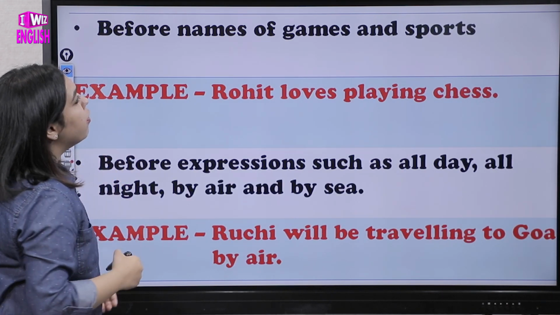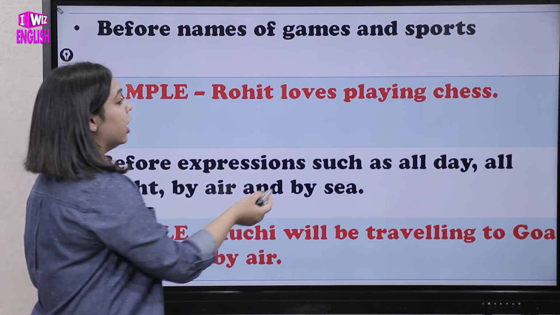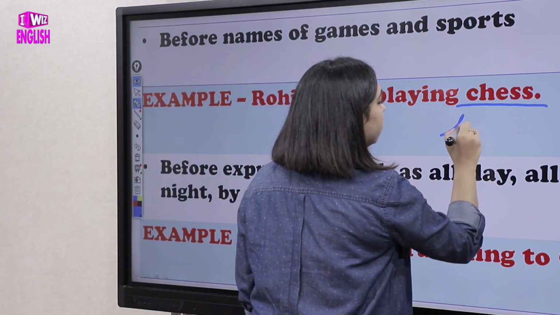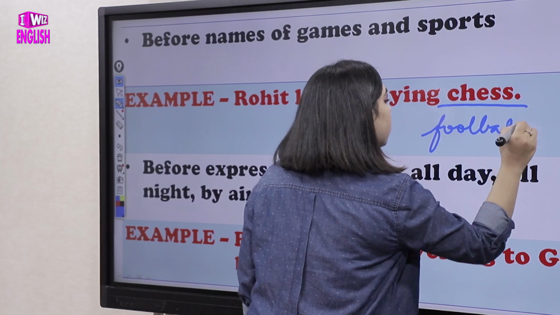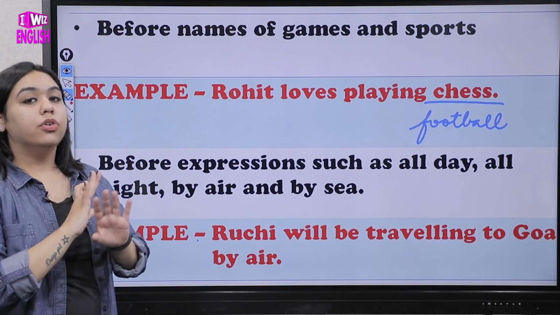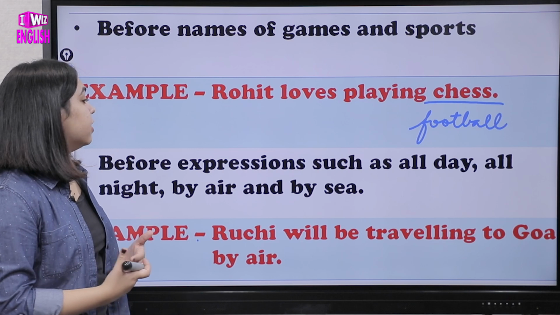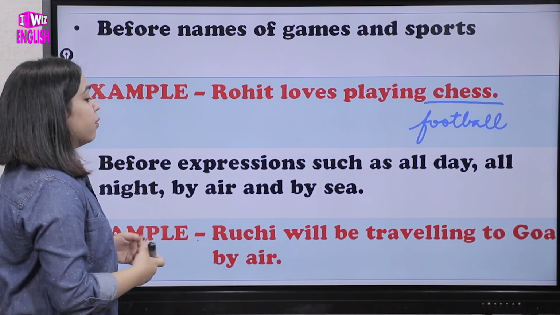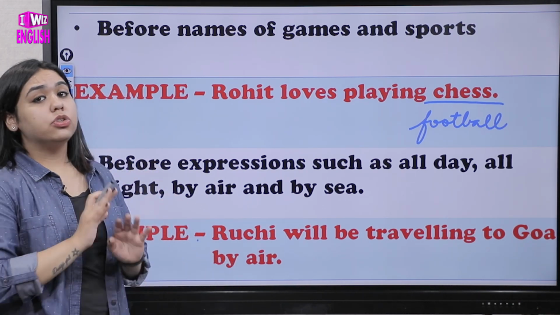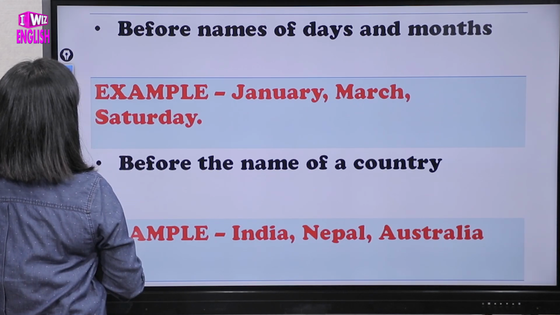Now the next one is before names of games and sports. Let's say Rohit loves playing chess. Again, chess is a game, or even if I name a sport, let's say football, we are not going to use any article, "an" or "the", no article. Before expressions such as all day, all night, by air, by sea. For example, Ruchi will be traveling to Goa by air. In such expressions, you are never going to use articles. I hope that it is clear to you.